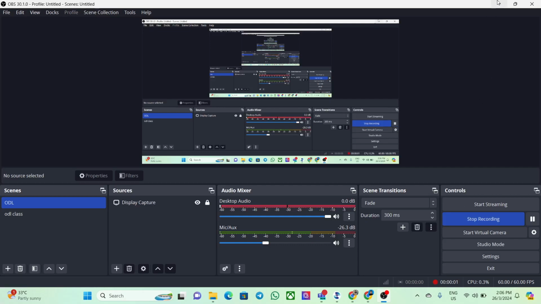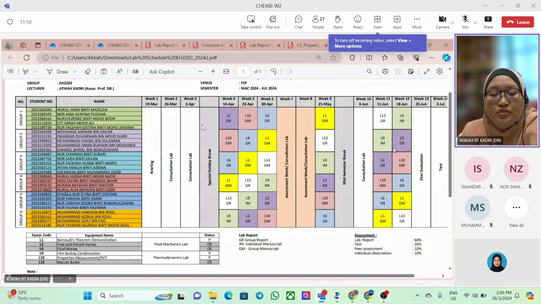Okay, so I hope you understand the coding that I have in this table, and you can refer to the equipment code tagging over here. For this particular lab, you are going to conduct lab number 1, which is Bernoulli's theorem demonstration.